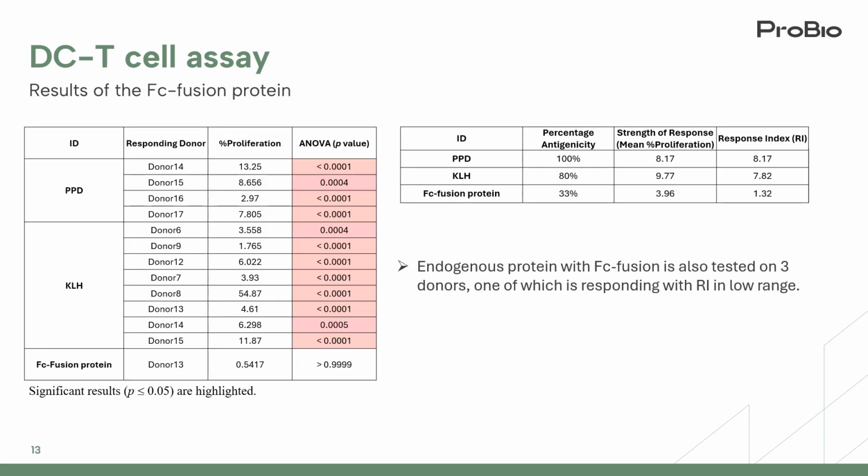In addition to antibody, we also tested this assay with endogenous proteins containing Fc tag against 3 donors, and only one is responding with low range of response intensities, as determined by the proliferation rate of the CD4 positive T cells.